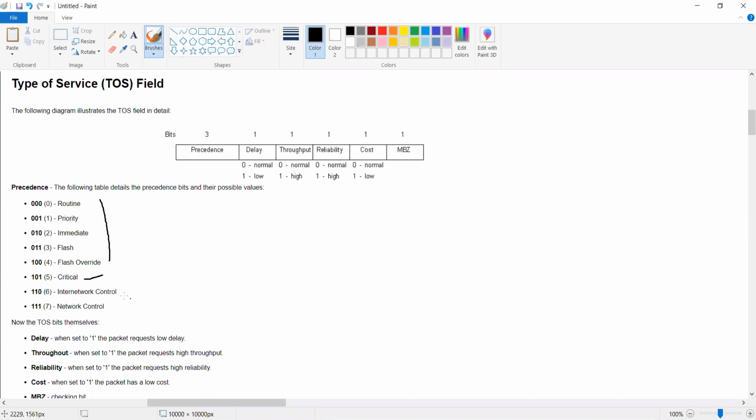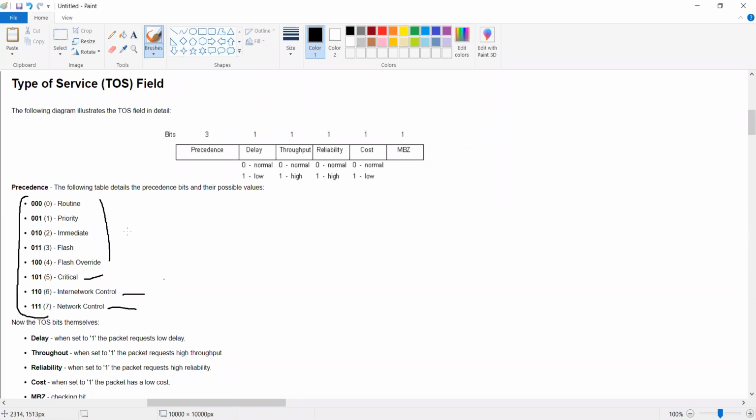Now this is reserved for inter-network control and network control by network engineers, some networking processes. Apart from this, these are all used by us: priority, immediate, flash override, these things. It is exactly similar, and these are the binary values.